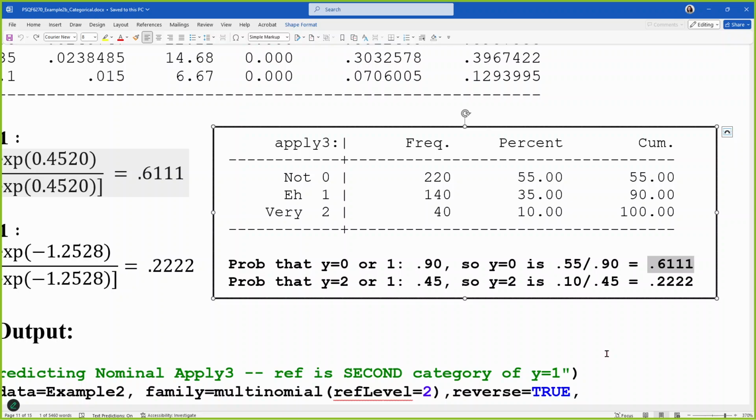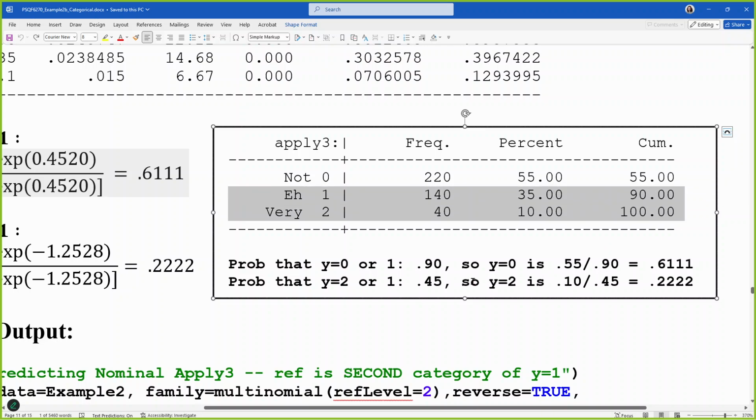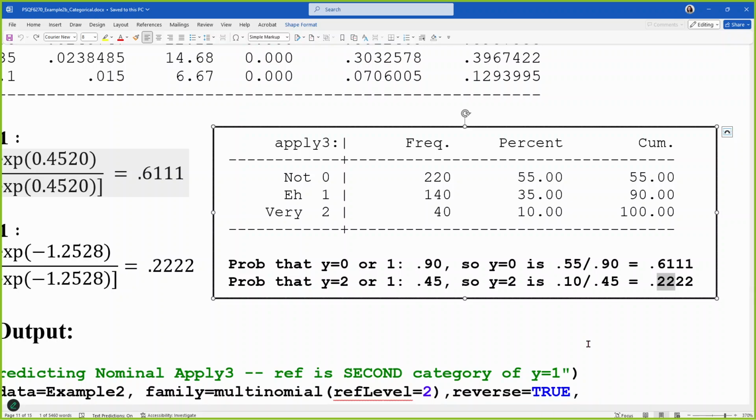I'll say that again. This number is telling me that of the people who answered 0 or 1, 61% of them answered 0. That's the reference point for this model, the intercept. Likewise, the people who answered 1 or 2 are in the second submodel. That's only 45% of the data. So the probability of answering a 2 instead of a 1 is 0.10, the number of 2s, out of the 1s and 2s. That works out to be a probability of 0.22. So these are conditional probabilities excluding the part of the sample that's not in the submodel. That's tricky.